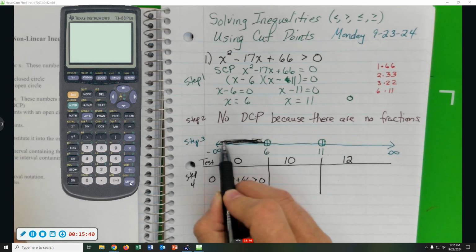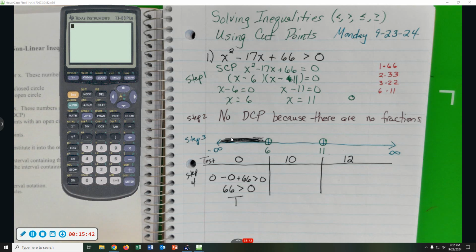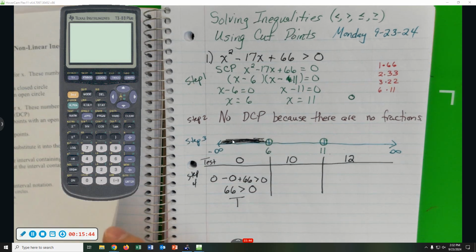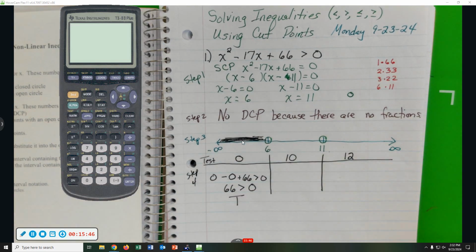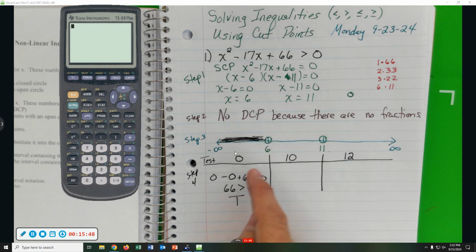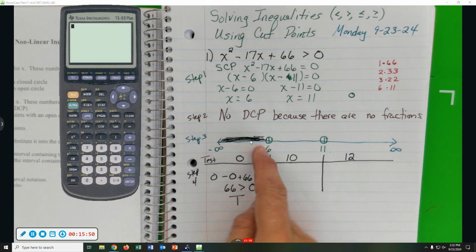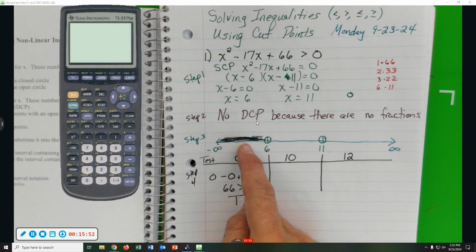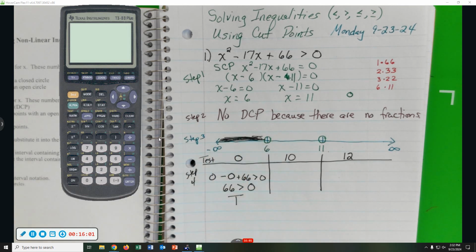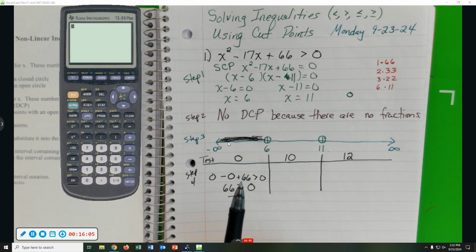Suppose we'd plugged in 1 instead of 0. Would we get true or false? Still true. Suppose we plugged in pi, 3.14159. Would we get true or false? Still true. Any number to the left of 6. If you plugged in negative 50 million, it would still be true. Every number to the left of 6 makes that a true inequality.